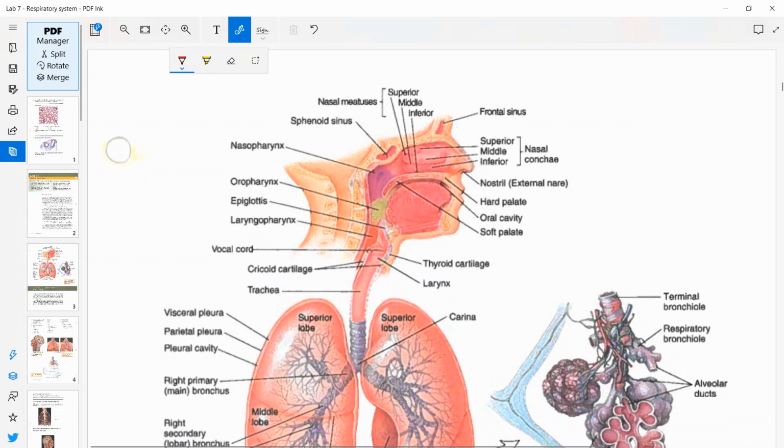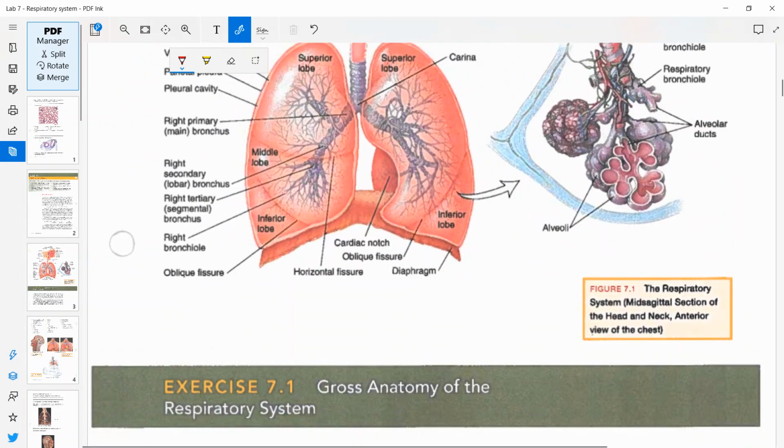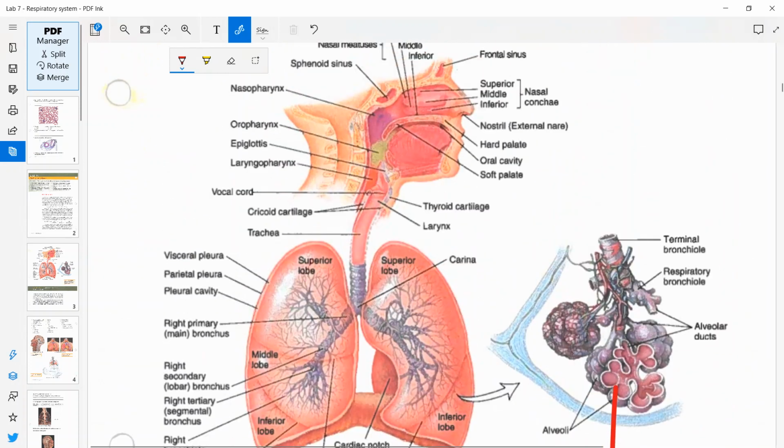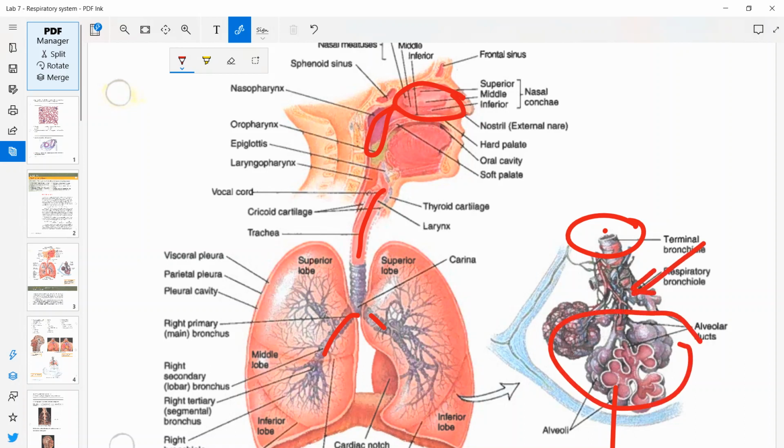It delivers oxygen and gets rid of carbon dioxide. So this overviews the anatomy of the respiratory system. Up to and including terminal bronchiole, your nasal cavity, your pharynx, your trachea, bronchi, that's all conducting zone. And respiratory bronchiole and alveoli, they constitute respiratory zone. So several structures in your nasal cavity, nasal conchae, they increase the surface area.